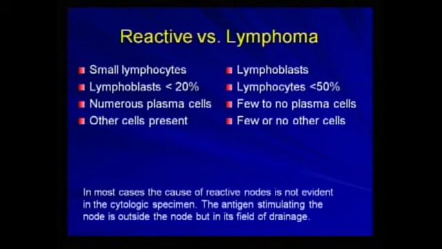So here we go, looking at reactive versus lymphoma. The predominant cell in a reactive node is going to be small lymphocytes, and in lymphoma it's going to be lymphoblasts, which may be 40% or more. There will be numerous plasma cells in reactive nodes. Those take a long time. And few to no plasma cells in lymphoma.